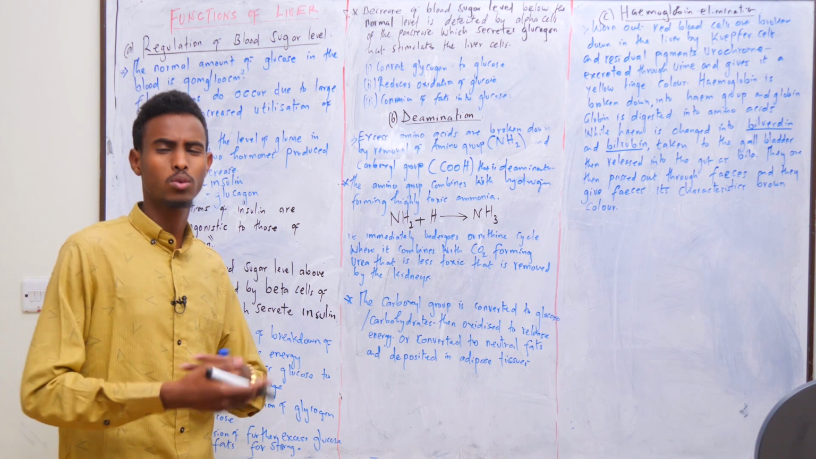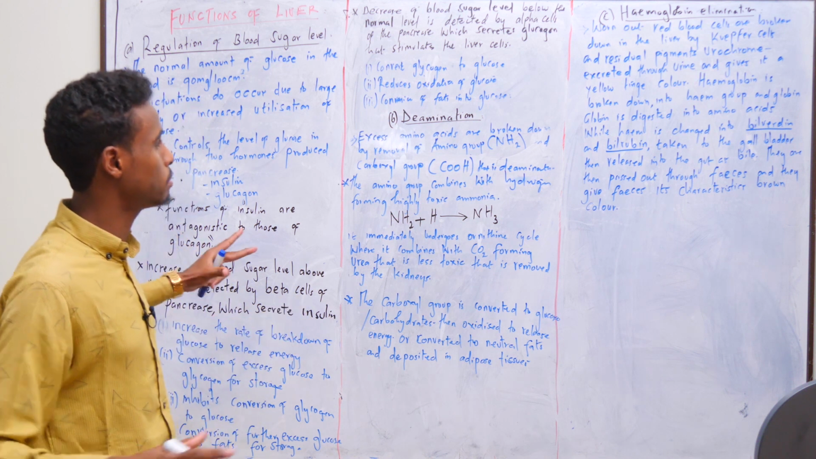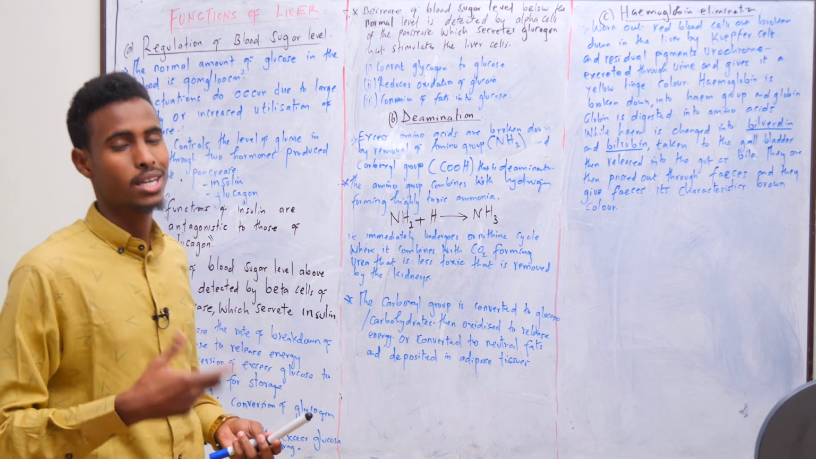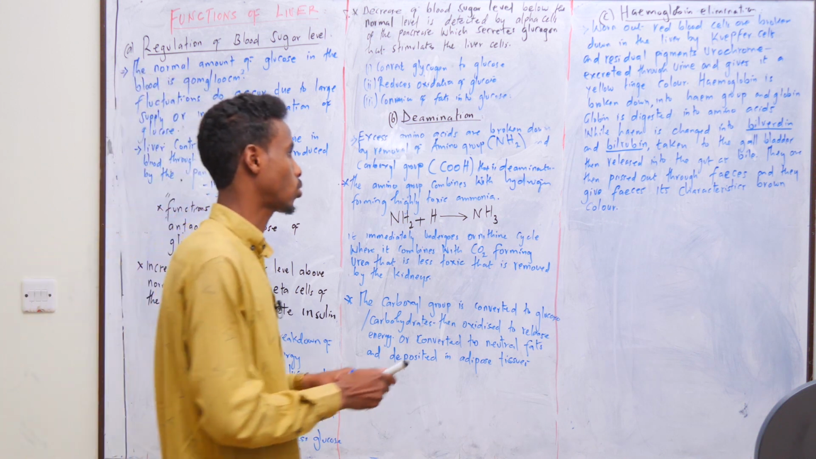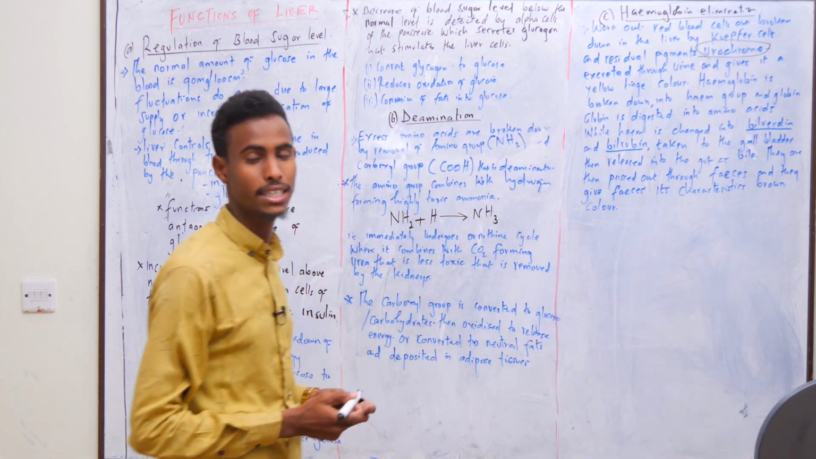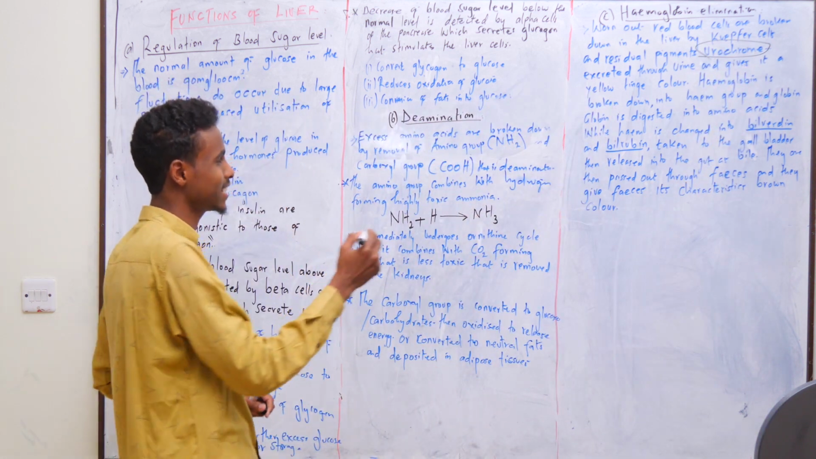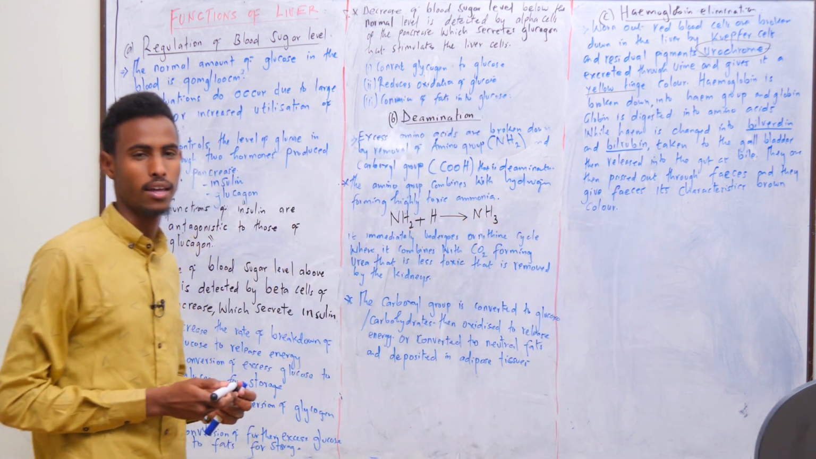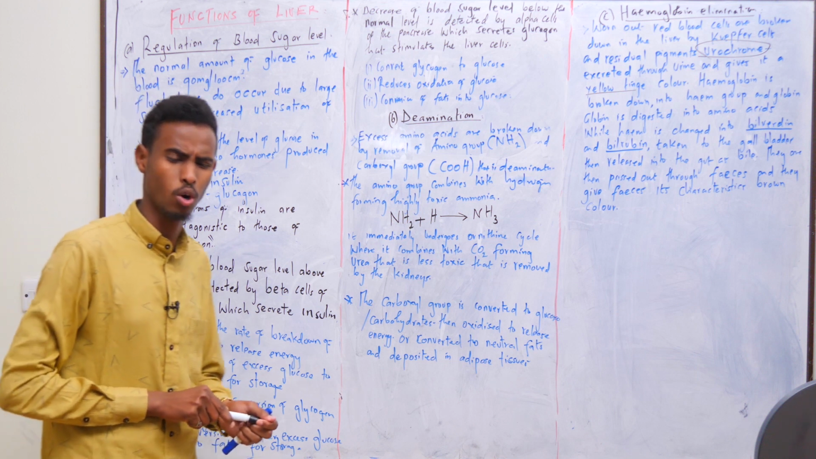Now when these worn out red blood cells are broken down by the Kupffer cells in the liver, we have some residual pigments called urochrome. Now these residual pigments called urochrome, class, give the urine its characteristic yellow tinge color. That aside, now let's look at hemoglobin.